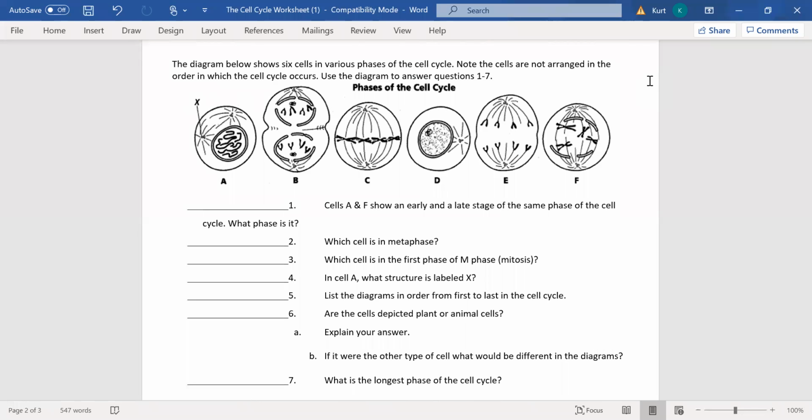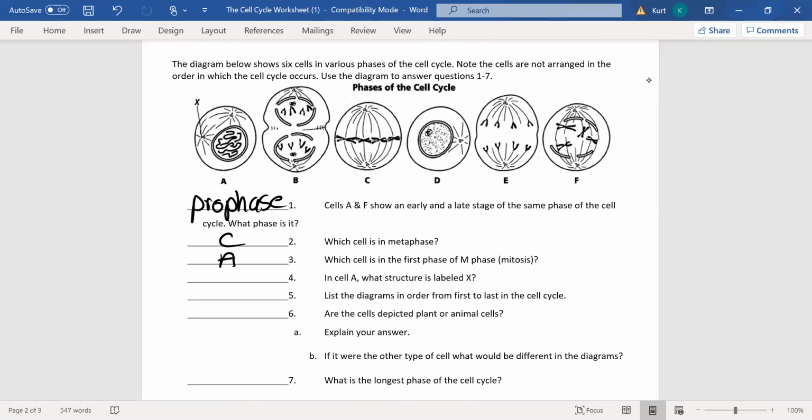All right, number 1, cells A and F show an early and late stage of the same phase of the cell cycle. What phase is it? That would be prophase. Which cell is in metaphase? Cell C. Which cell is in the first phase of M phase? That would be A.